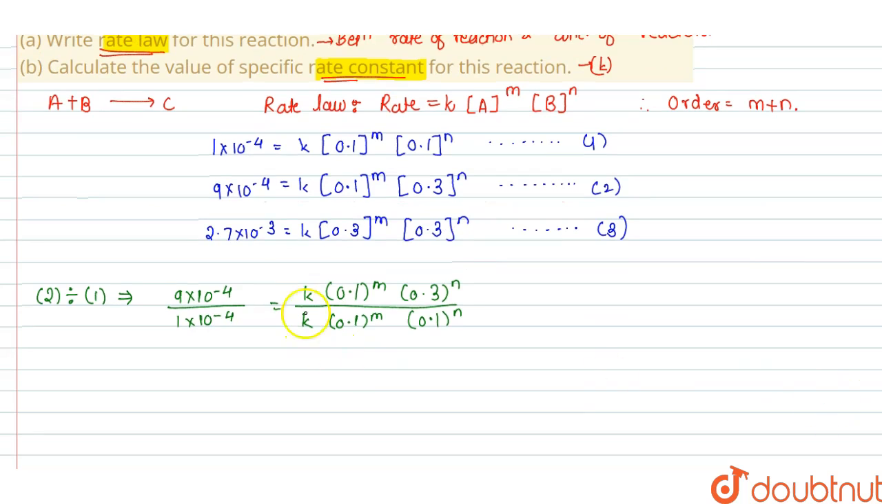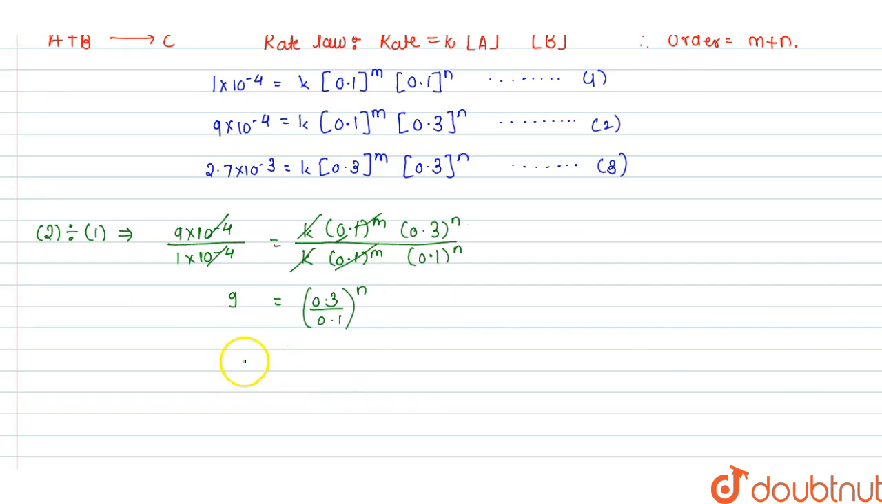Now in this equation, 10 to the power minus 4, 10 to the power minus 4 get cancelled. Therefore 9 is equal to, K and K will get cancelled, 0.1 raised to m, 0.1 raised to m get cancelled. So you have 0.3 upon 0.1 raised to power n. Therefore 9 is equal to 3 raised to n. Now 9 can be written as 3 square, which is equal to 3 raised to power n. Therefore n is equal to 2.